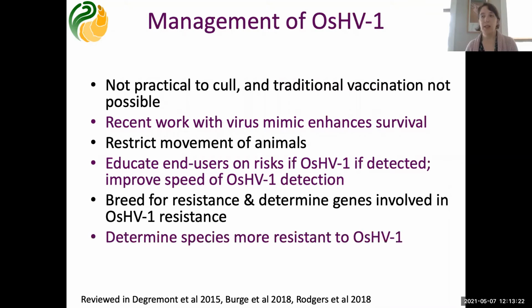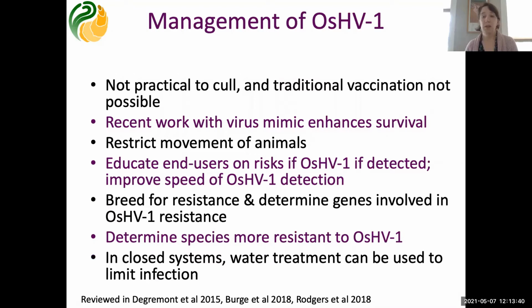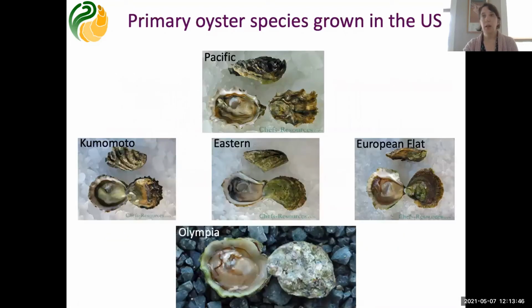Can determine species more resistant to OSHV-1. So this is primarily a Pacific oyster disease, and Pacific oysters are the most cultured species in the world and make up much of the West Coast culture systems, but there are also multiple other species that could be used. And also in closed systems, water treatment can be used to limit infection.